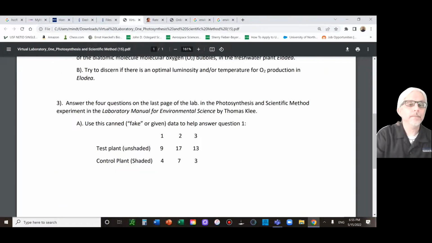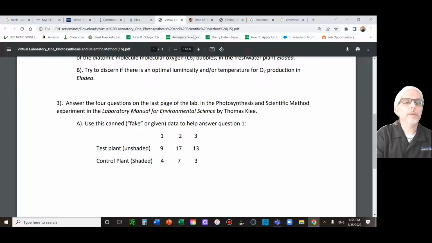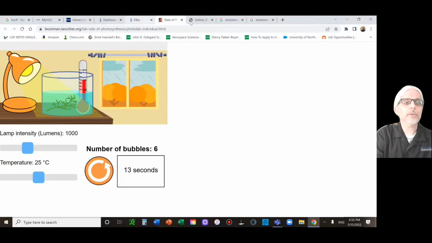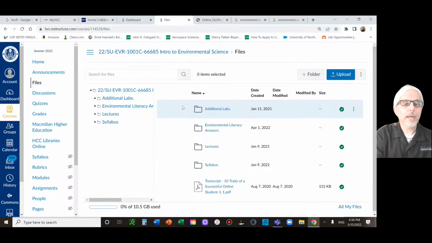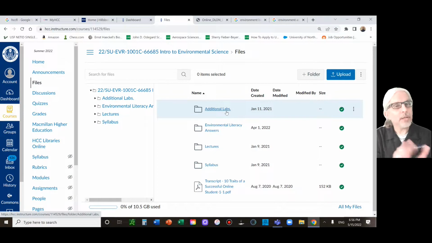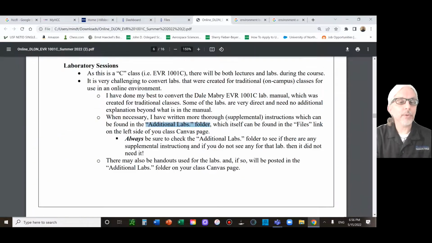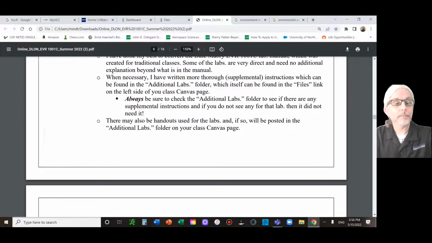Let me get rid of these things. That's the additional files folder. Don't need that anymore as well. Okay, that's an additional lab folder. So right there, files and additional labs. Always start again with your lab manual, the one you bought at the bookstore. Read that lab and then check the additional labs file, in case something's there. That's what this is saying. Again, if you have any questions, let me know.